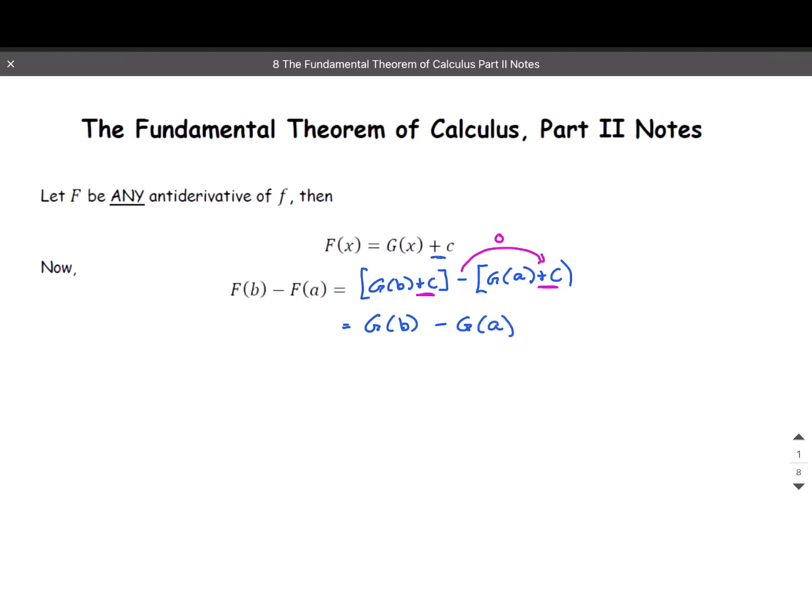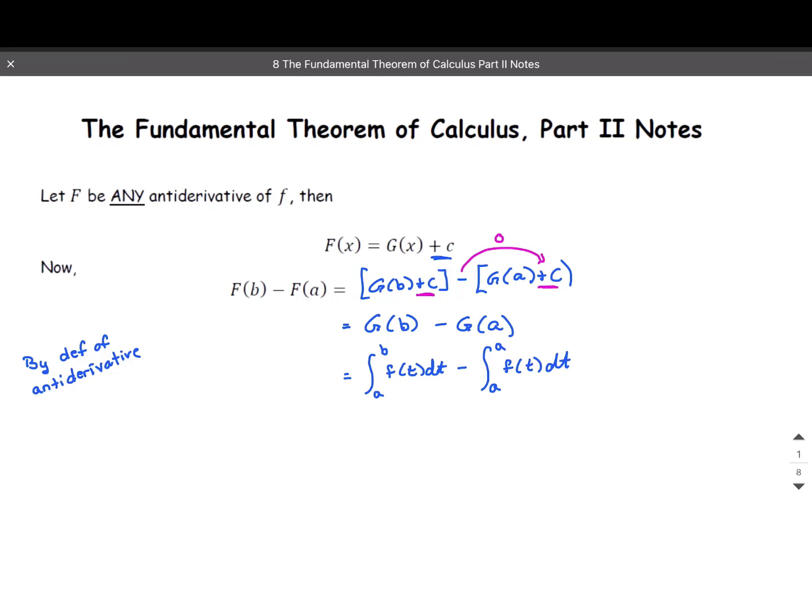So in other words, it doesn't matter what this constant is. Now we're going to use here the definition of an antiderivative. And if g of b is an antiderivative of little f, then that means it's the integral from a to b of f of t dt minus g of a is going to be the integral from a to a of f of t dt.